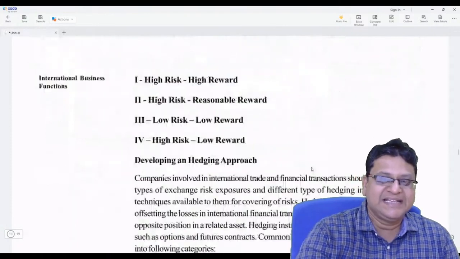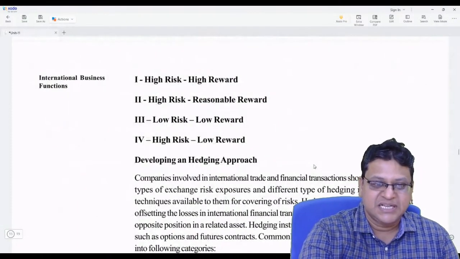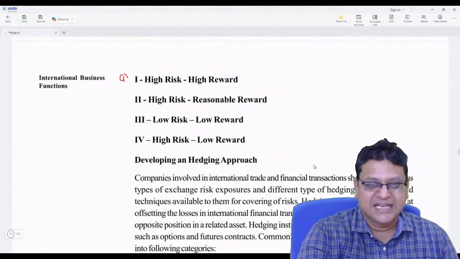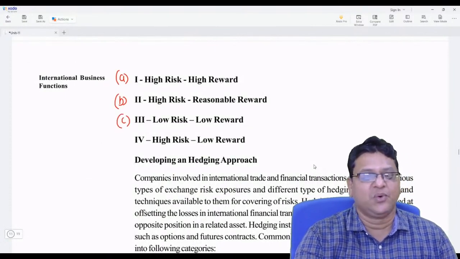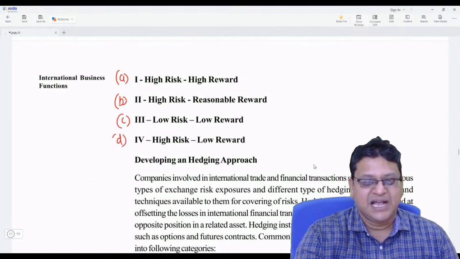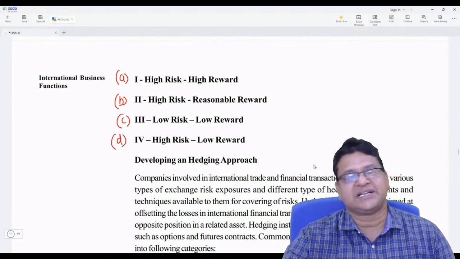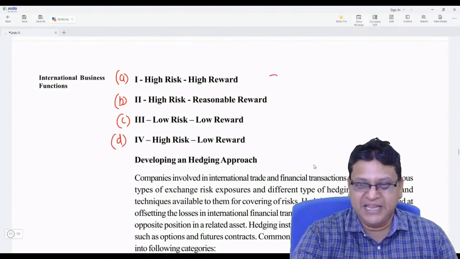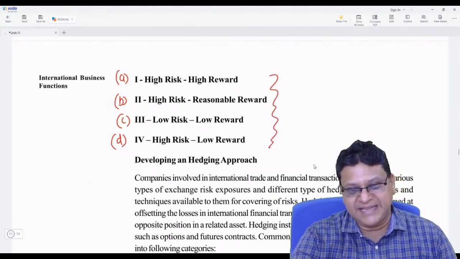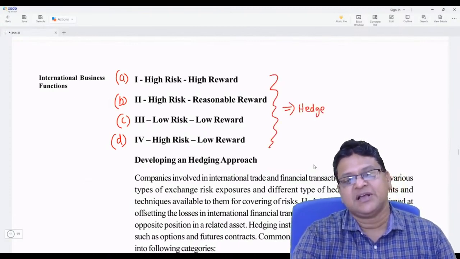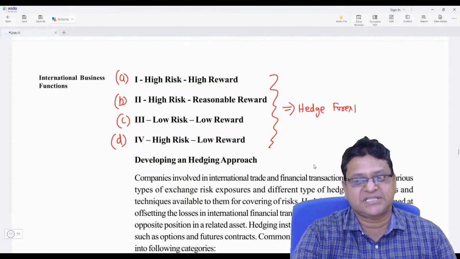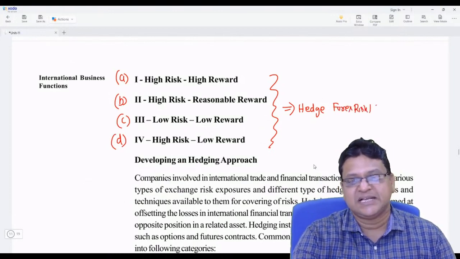One is the high risk, high reward strategy. Another is the high risk, reasonable reward strategy. Another is the low risk, low reward strategy. Another is the high risk, low reward strategy. One can adopt any of these strategies to manage or hedge currency risk, or forex risk.